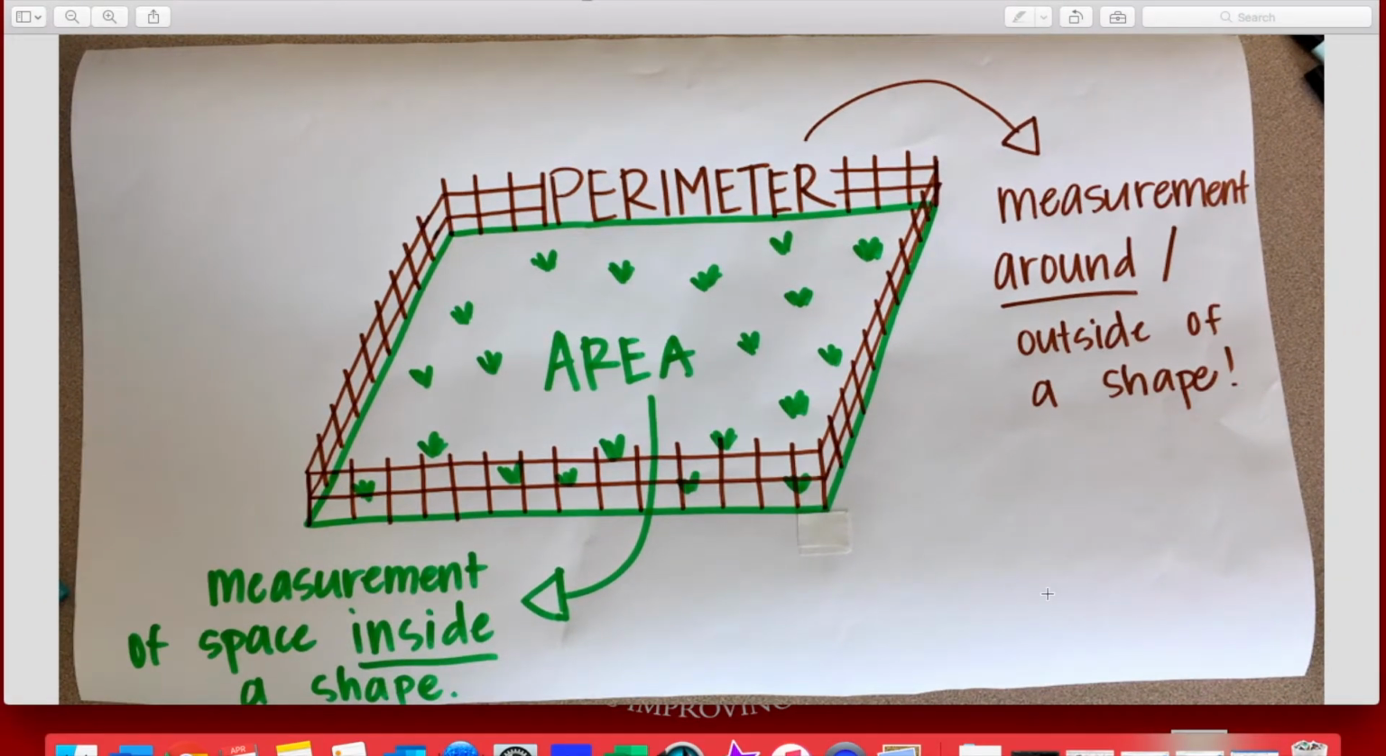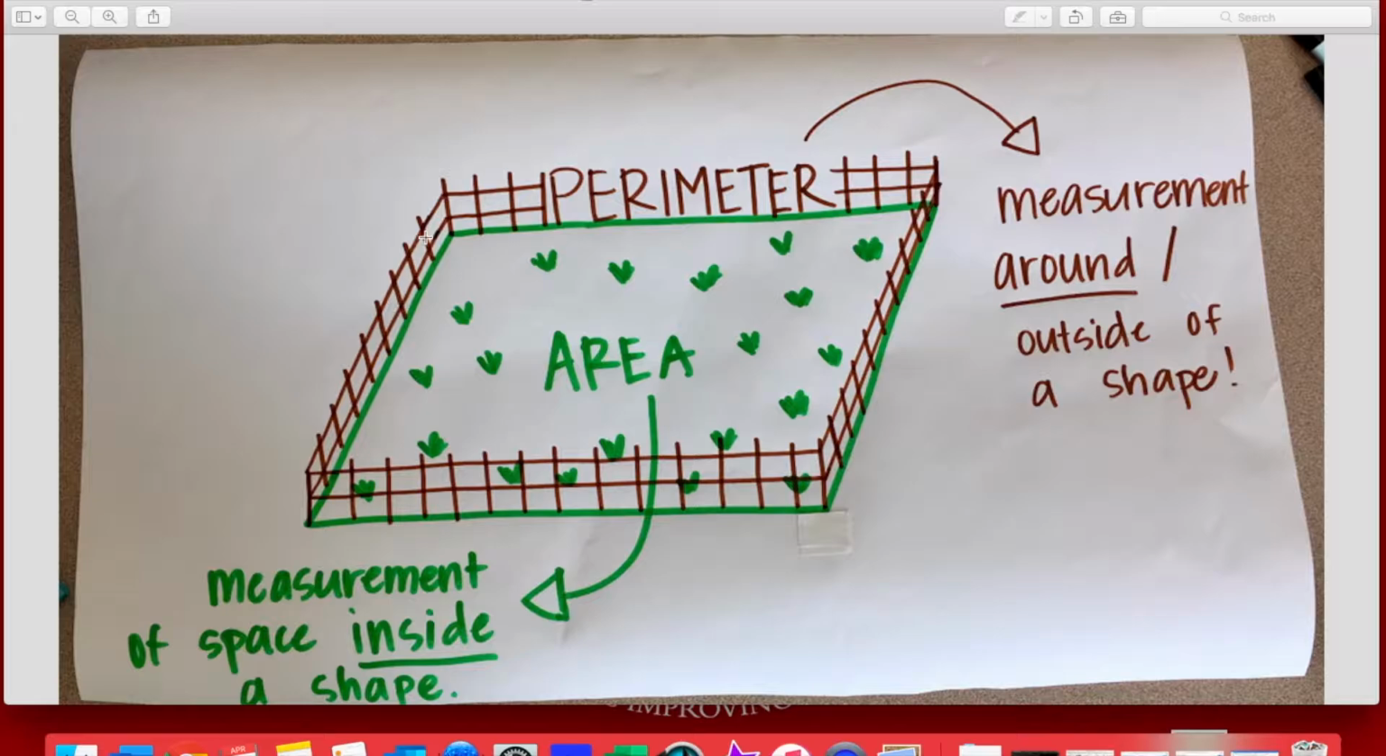Miss Lindsay here. I am going to review perimeter and area with you. By now, it should be easy, but a little refresher is always good. I like this visual because it helps me really remember that perimeter is the measurement around the outside of a shape and area is the measurement of space inside a shape.